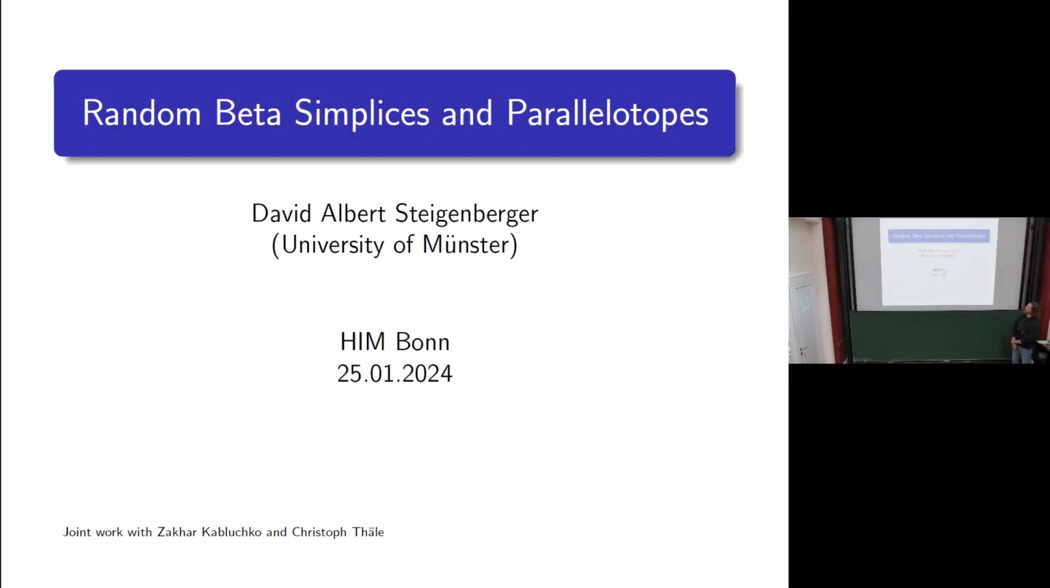So what we're going to do today is study two random objects, and connect them through a geometric relation to express one through the other. This is joint work with my supervisor Zakhar Kabluchko and Christoph Thäle, and it will appear on the arXiv sometime maybe in the next 2 weeks, as it has been during the last 2 months.